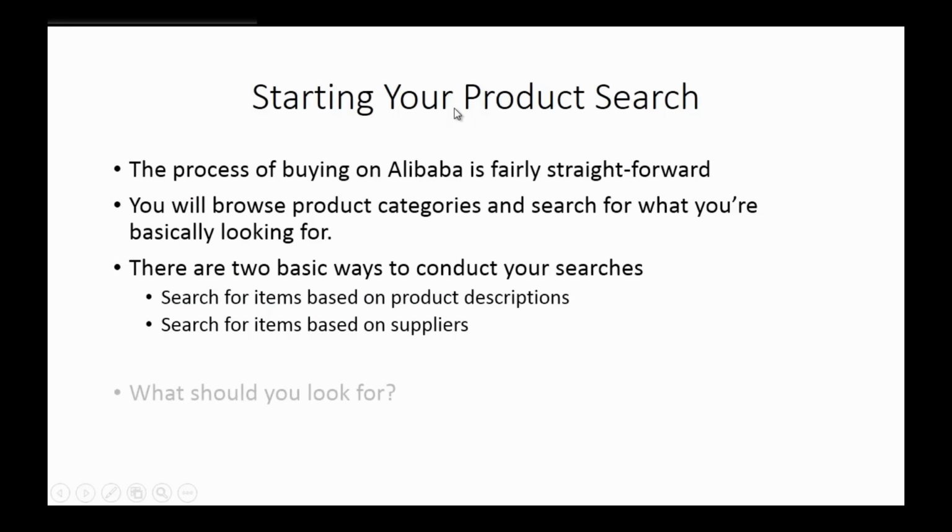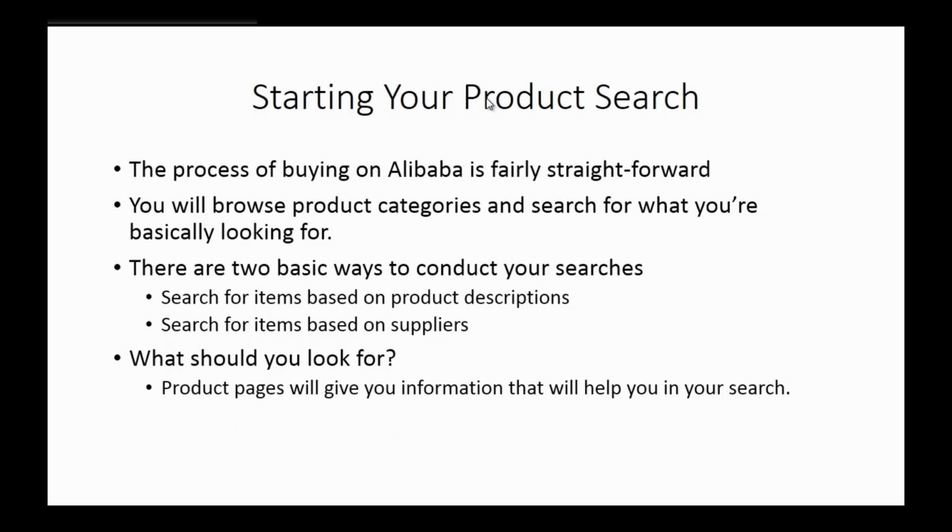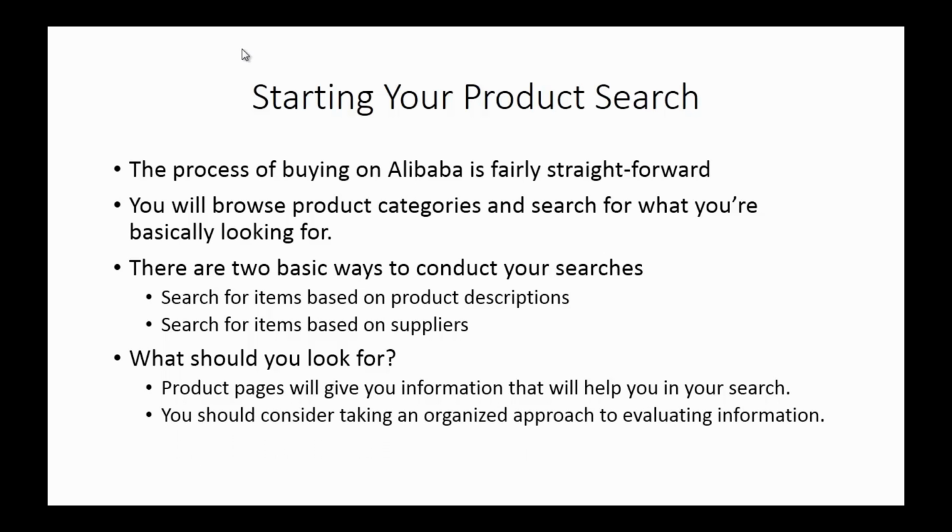Now, the question is, of course, what should you actually be looking for as you go through your product search? There are a couple of things to keep in mind. The product pages are going to give you information that is going to help you in your actual search, and you'll want to consider taking an organized approach to evaluating the information. I'm going to be talking about that here in this video.